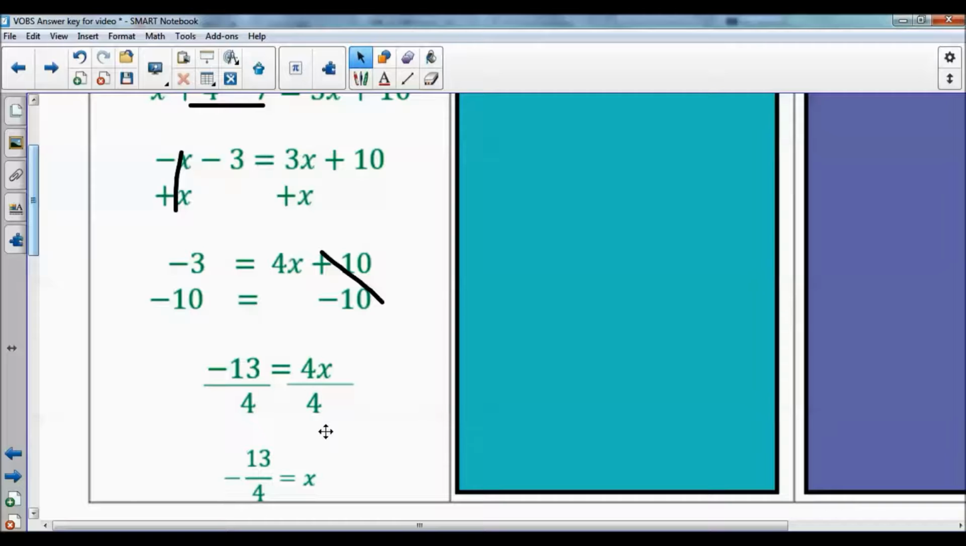And I just left that as a fraction so that I didn't have to do that extra step of dividing in my calculator. Okay, if you know it's not going to divide nicely, just leave it as a fraction. Negative 13 over 4.